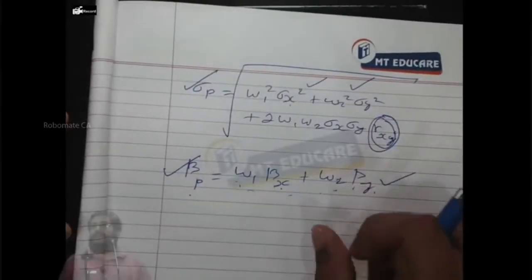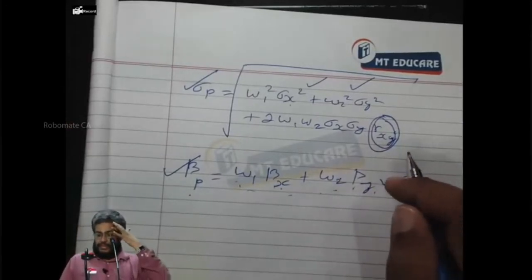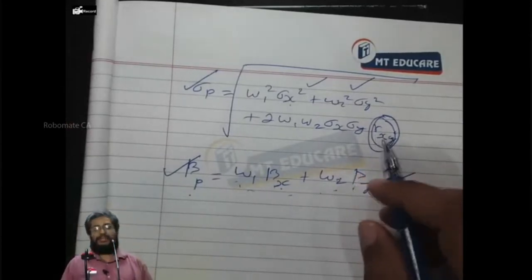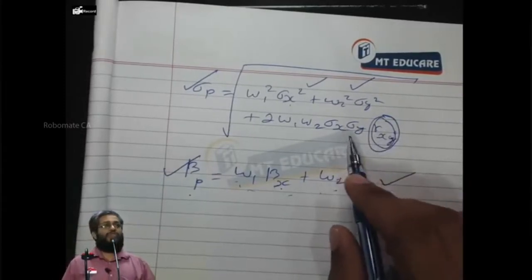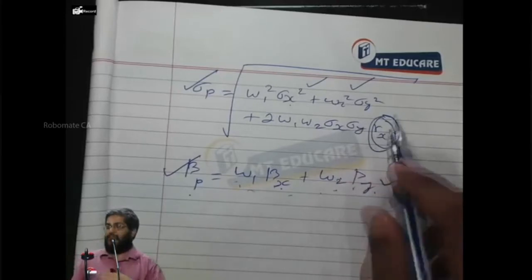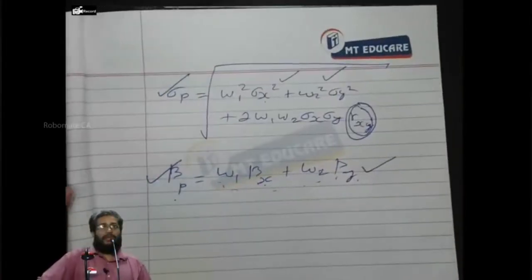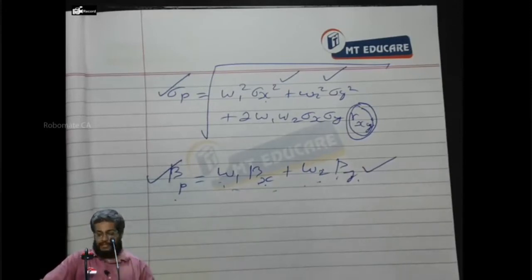Can you proceed or not? Next, point number 2. Sigma P, the standard deviation of the portfolio, is equal to the square root of W1 square sigma x square plus W2 square sigma y square plus 2 W1 W2 sigma x sigma y correlation of x and y.